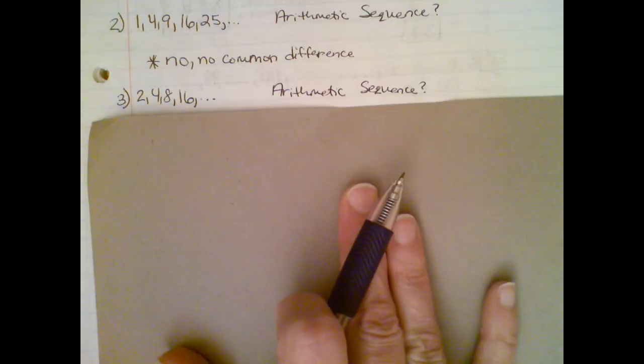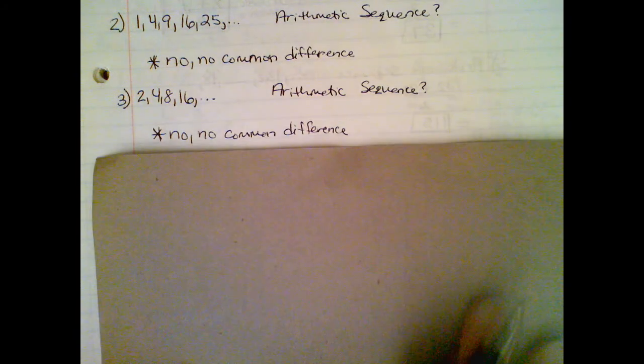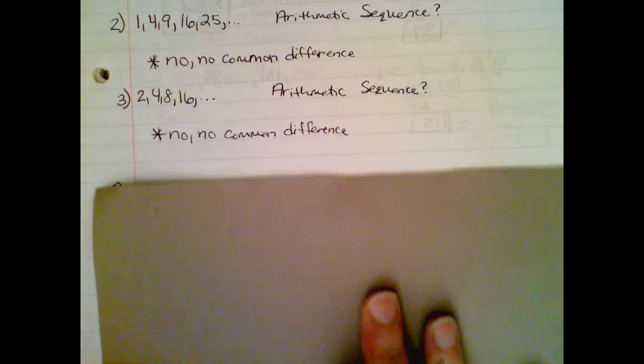The next one, we go 2, 4, 8, 16. Notice we add 2 here, but then we're adding 4. We're not adding the same number each time, so this one again is no. It is not an arithmetic sequence, so we cannot find the common difference.